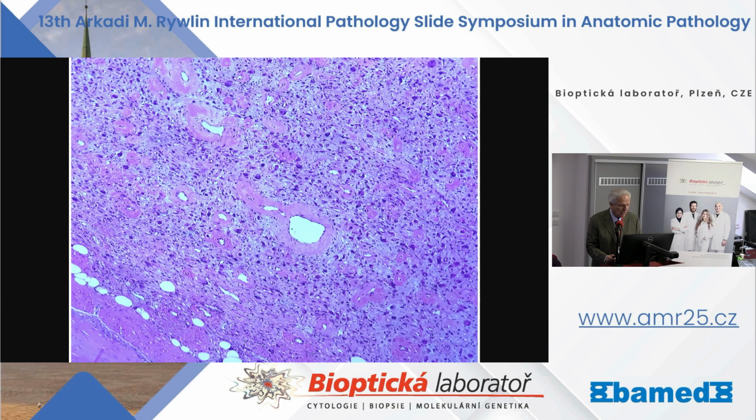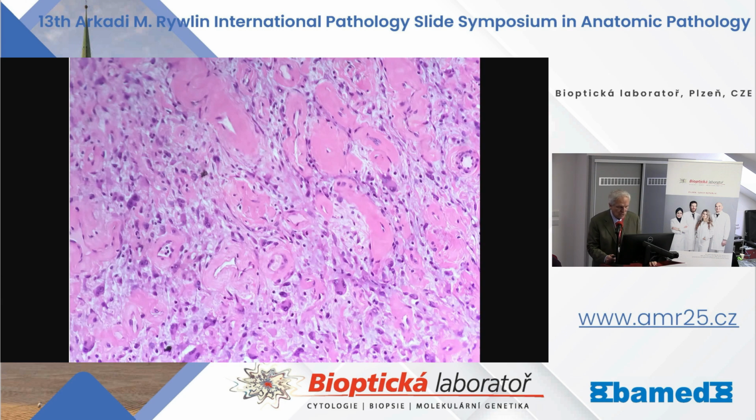There are many vessels, and around the vessel there is this collagen. And here you can see the collagen around the vessel and these pleomorphic cells, but very few mitoses. It's possible to find mitosis, but very rarely.